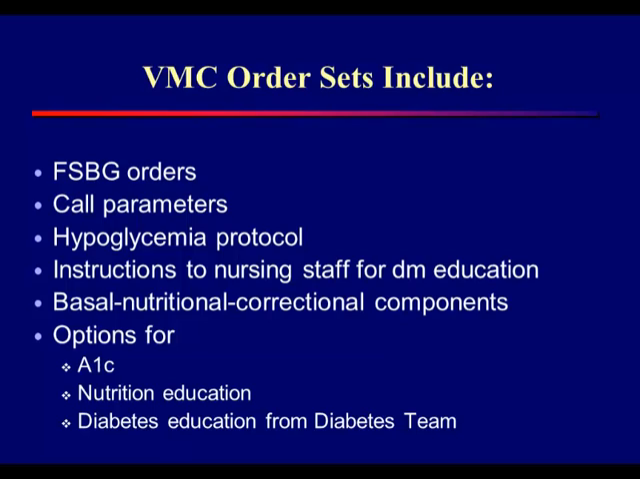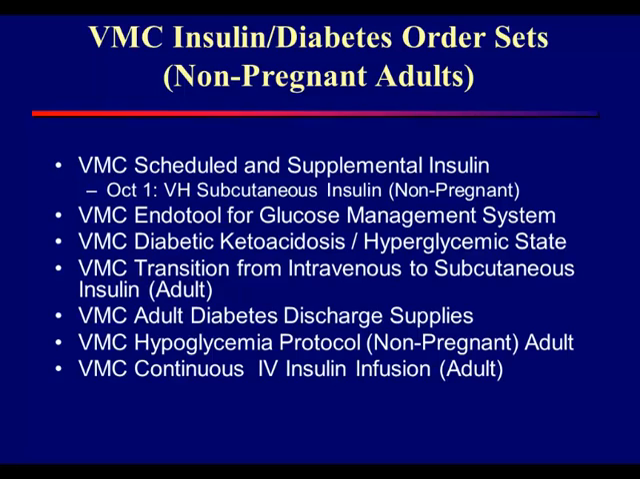Order sets include finger stick testing, call parameters, the protocol, instructions for education, and nutrition. Unless the patient just had an A1C in your clinic a few weeks ago, we try to get an A1C on every patient who comes to the hospital. Keep in mind, if they had a blood transfusion, A1C is not valid. If they're severely anemic or hemolytic, it may not be valid. If they have sickle cell, it won't be valid. So there are certain things where A1C may be incorrect. This is a list of the order sets that we have in the hospital, and you can download this whole thing from the website.